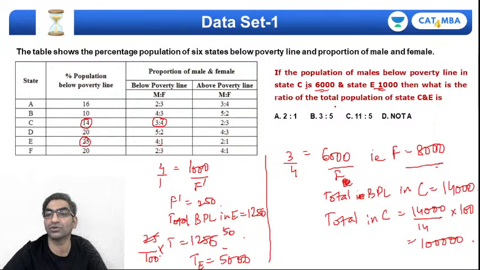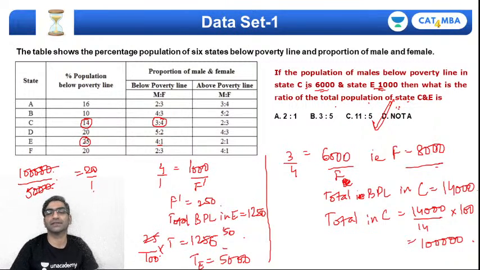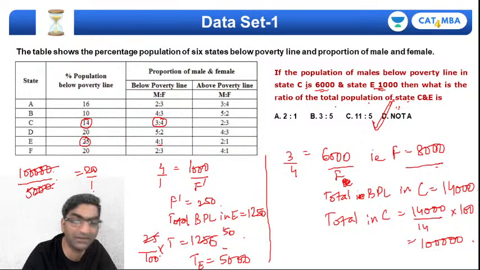So what is the ratio of the total population of state C and state E? State C is 1 lakh, is to state E is 5,000. So as weird as that sounds, you'll get 20:1, which is again not A. Okay, weird. Option choices are very weird.